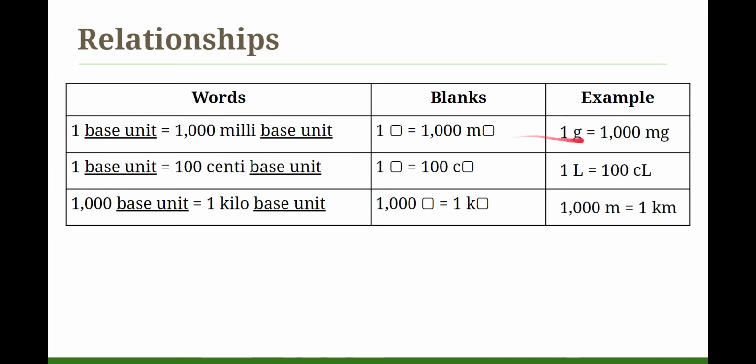So if we look here at some examples, like 1 gram is 1000 milligrams. If we go to centis here, so 1 liter is 100 centiliters, that's our example. And then 1000 meters is 1 kilometer. So that's how those boxes work. You can just replace it with grams or liters or meters, any of the metric units that we're using.